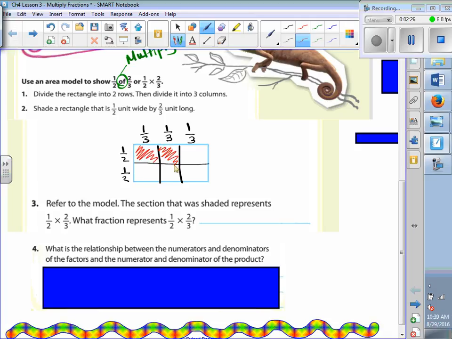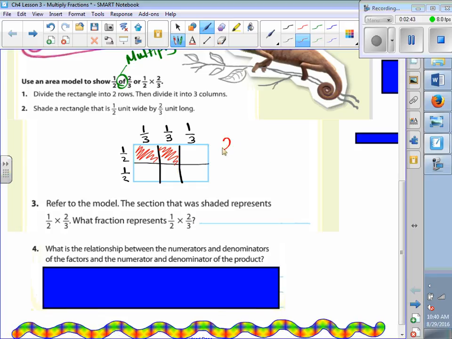So when we shade it, we're going to shade that, right? So how many pieces do we have in this whole rectangle? 6. We have 6. How many are shaded? 2. So how much of this box is shaded? 2, 6. Very good. 2, 6.